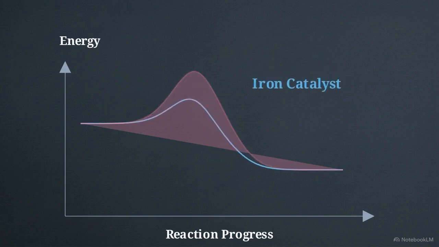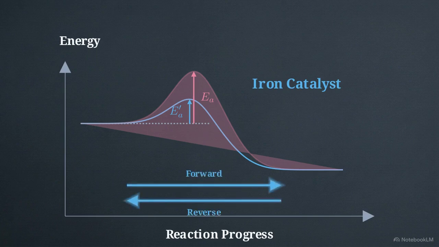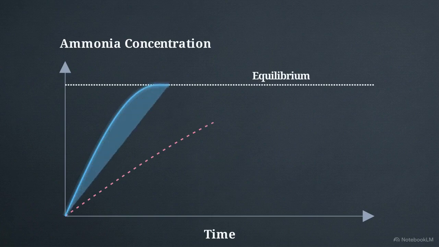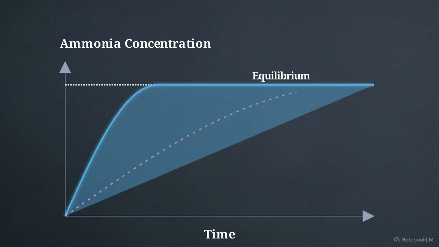This energy profile diagram shows the catalyst lowering the activation energy barrier. This speeds up both the forward and reverse reactions equally. The iron catalyst does not shift the position of equilibrium, and it does not create more ammonia overall. It simply forces the system to reach the 450-degree compromise much faster.